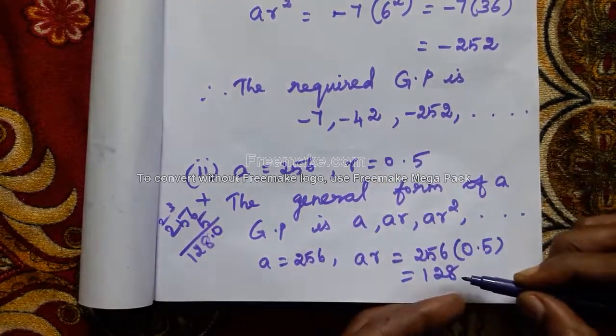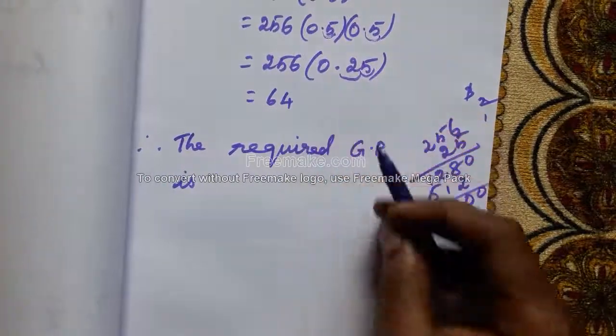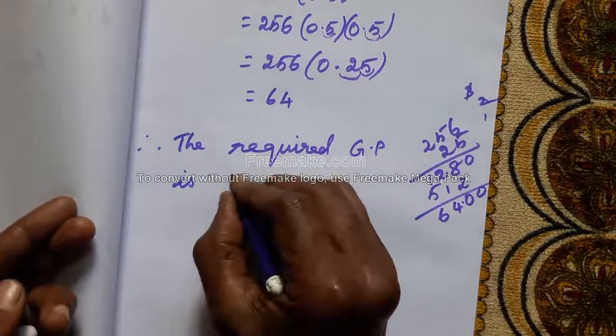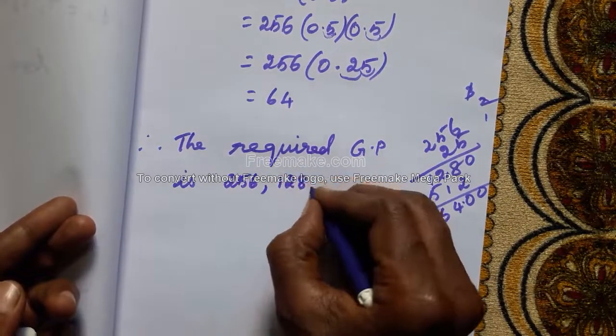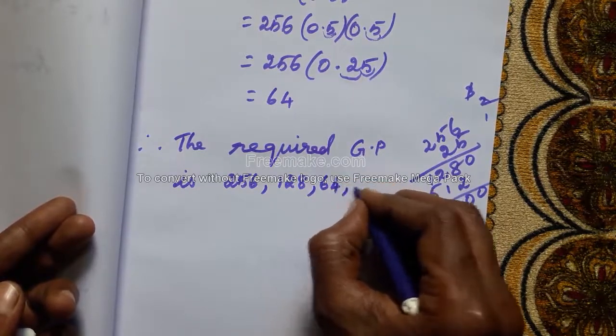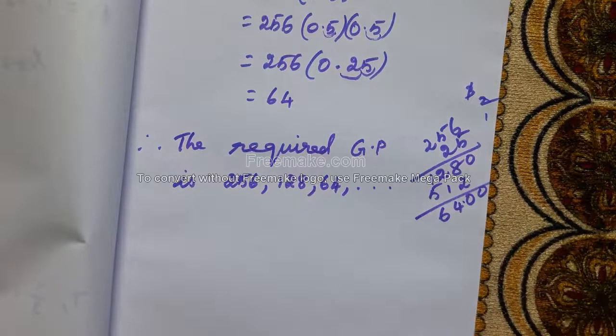Therefore, the required GP is A 256, AR 128, AR square 64. Therefore, the required GP is 256, 128, 64, etc. Have you understood how to find out the general form of a GP? Okay. Now, I am going to explain one more problem.